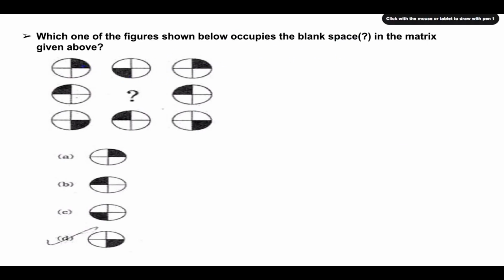Which one of the following shows below occupies the blank space? Very simple. It goes from this position to this position. Can you see this? Then again from here it will go to this. So the answer is this. The only position is D. So the answer is D. You can do it very easily.